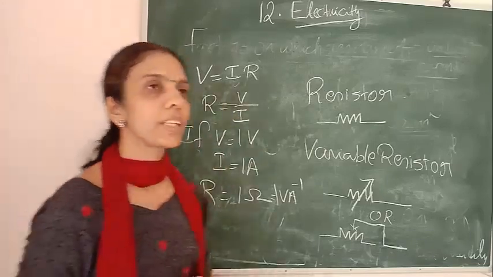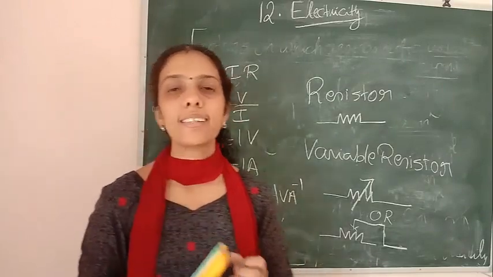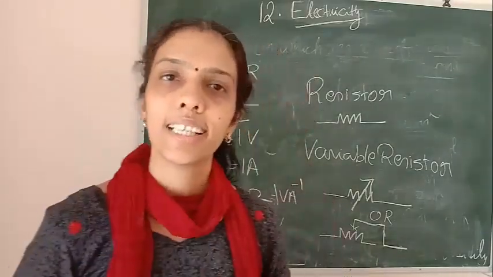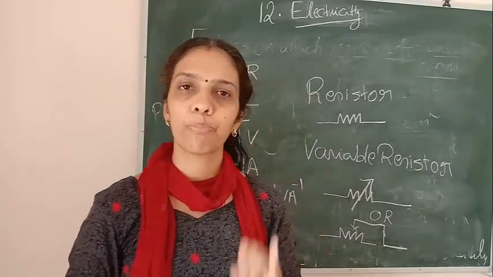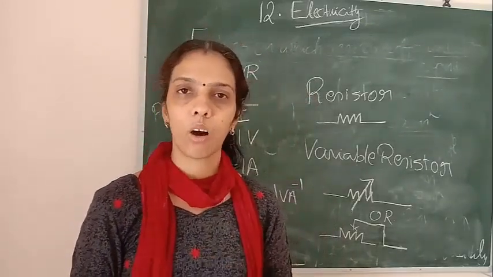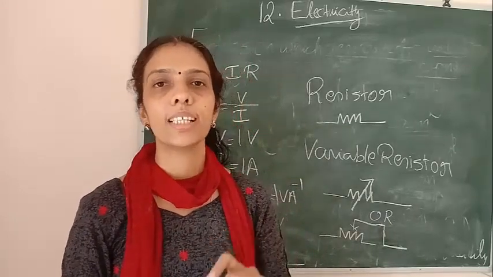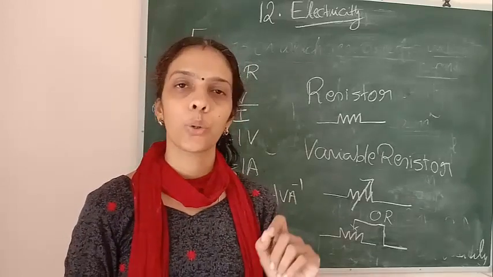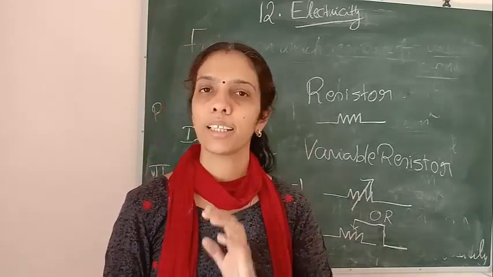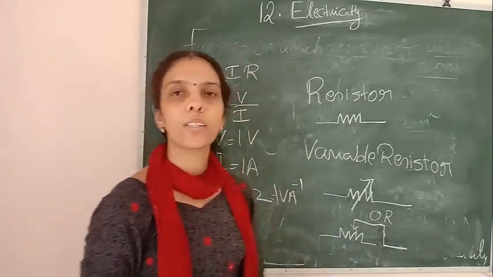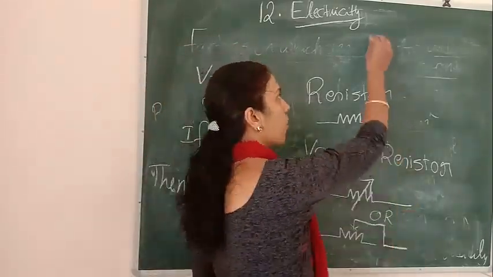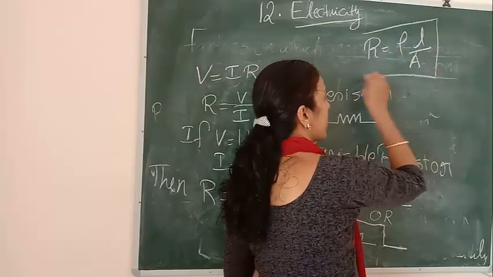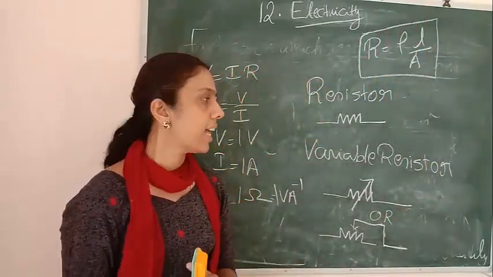So, today what did we learn? We learned about the factors that resistance depends on. The resistance of a conductor depends directly on the length of the conductor, and is inversely proportional to the area of the conductor. So R is proportional to L by A. The formula is R equals rho into L by A. Don't forget these formulas. It is very important. Writing it once more: R equals rho into L by A.